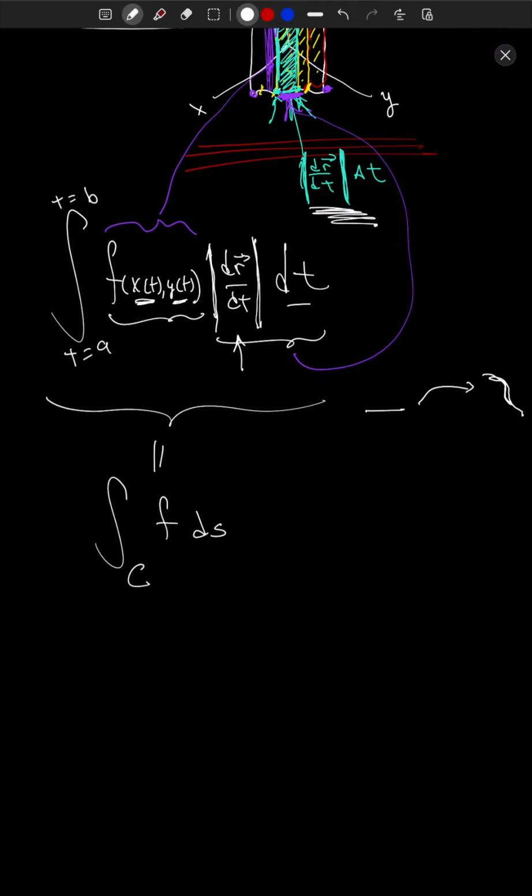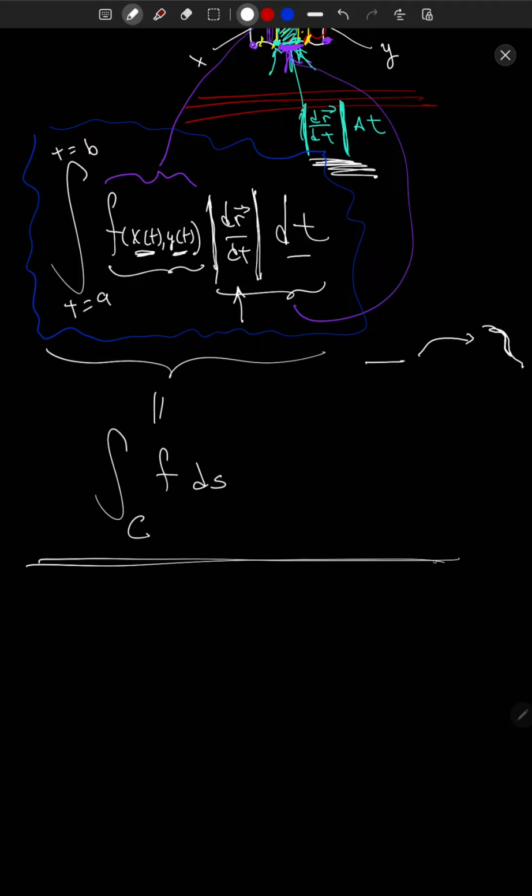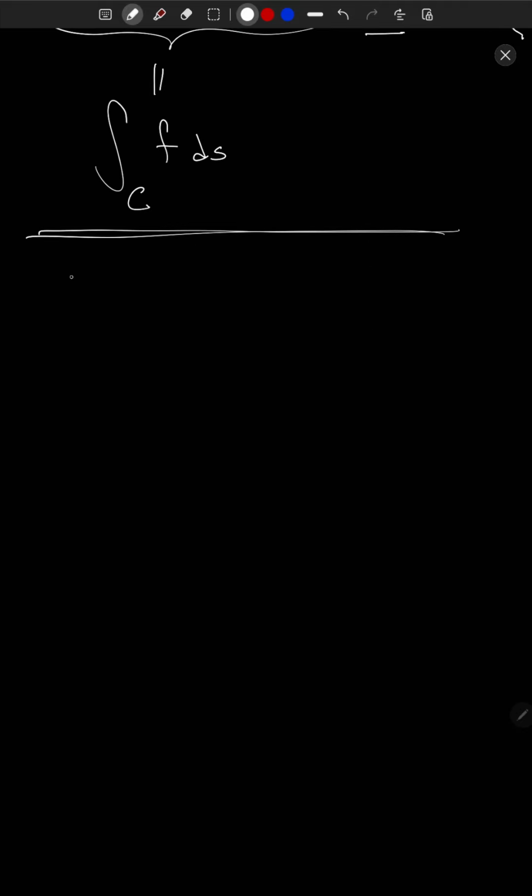Okay, so at this point, we're almost all set for line integrals, because now, given any curve and any function, you should be able to calculate a line integral. So let's do an example that works out very well. Let's calculate the integral over c of xy squared ds. So this is a line integral.